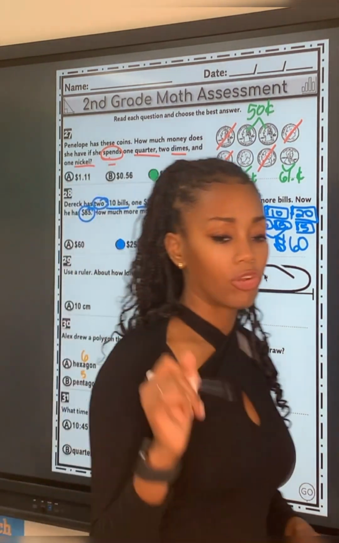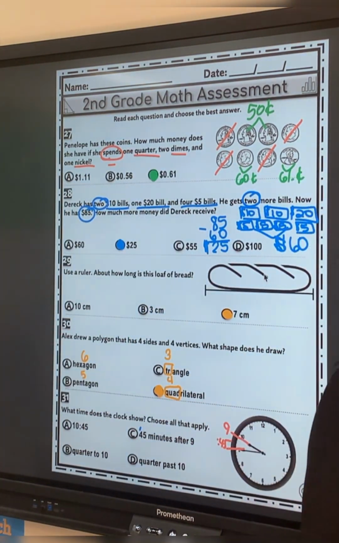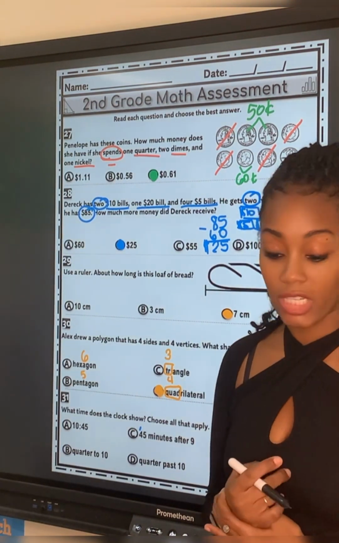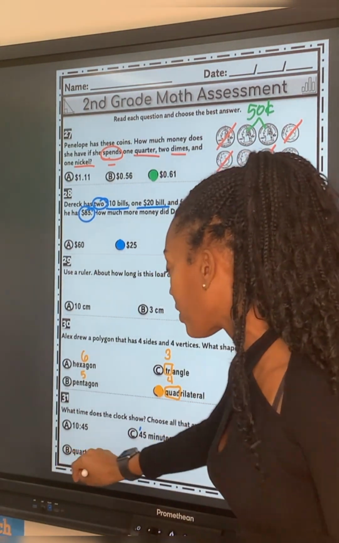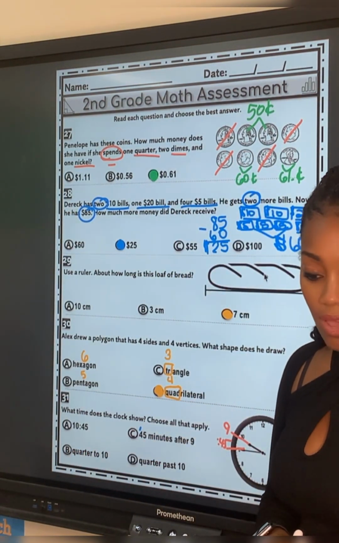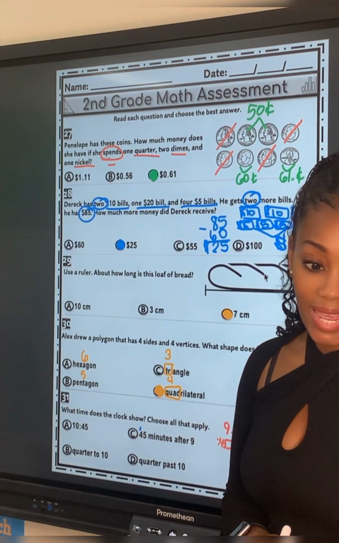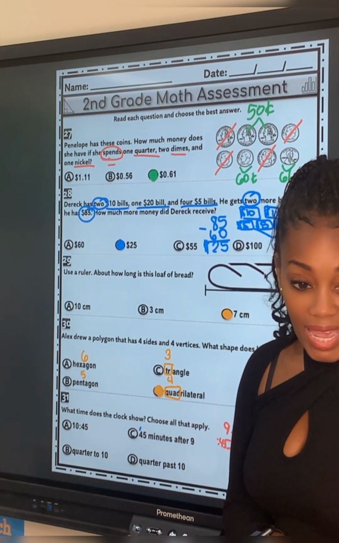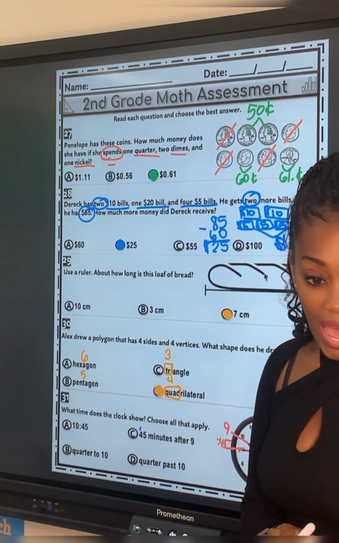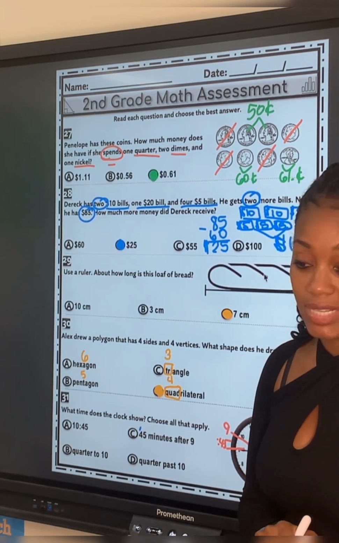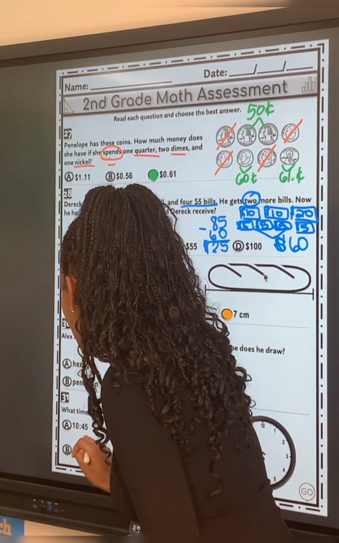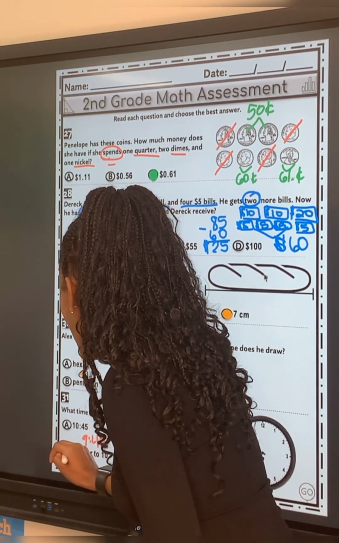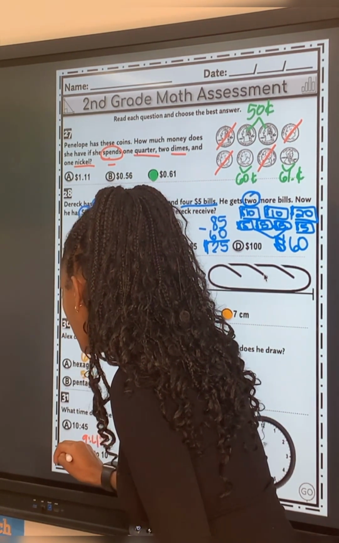Do you see 9:45 on the answer key? No. So we have to look for other ways that's going to show us 9:45, right? So a quarter to 10, is that 9:45? Yes, it is. A quarter to 10 is 9:45. 15 minutes till 10 o'clock. Okay? That's what that is. 9:45. That is our answer.